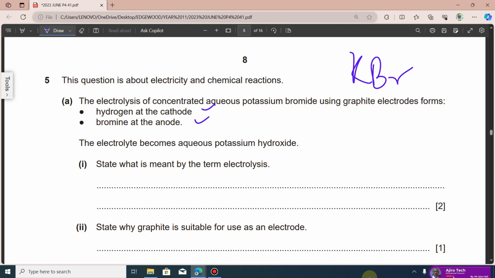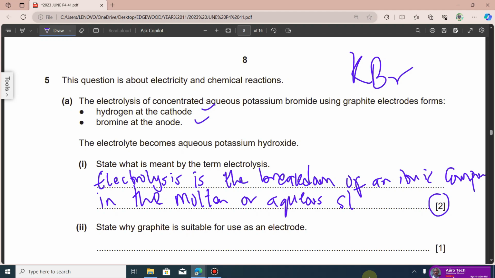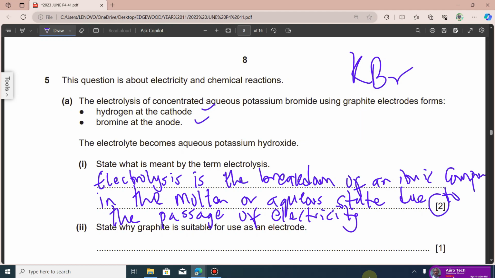State what is meant by the term electrolysis. 2 marks for this. So electrolysis is the breakdown of an ionic compound in the molten or aqueous state due to the passage of electricity. So this is the definition that gets you the mark.